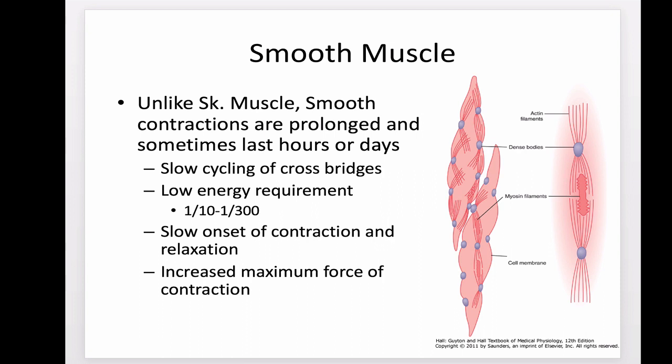Unlike skeletal muscles, smooth muscle contractions are prolonged. They're long-lived. They can last hours. They can even last days. That's because of a slow cycling of the cross bridges. Cross bridges just means where actin and myosin interact and myosin pulls actin toward the center. That's a very slow process in smooth muscle. It requires much less energy. So the onset of contraction is slower, but there's an increased maximum force of contraction per gram of smooth muscle. So smooth muscle is actually, in a way, more powerful and can generate more mechanical force than a skeletal muscle can.